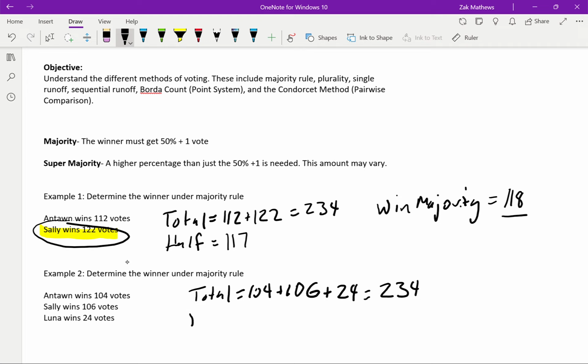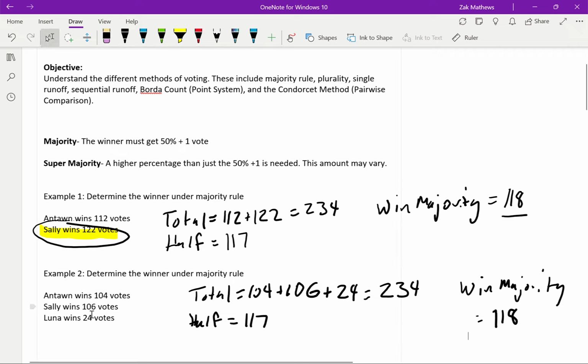And so half of that is still 234 divided by 2, 117, which means to win a majority, the magic number is still 118. Nothing has changed from before except the fact that we have this third candidate. Now that we have this third candidate, Luna, what we see is Luna took some votes from both Anton and Sally. Neither of them have that 118 needed anymore. And so under this system, there is no winner.